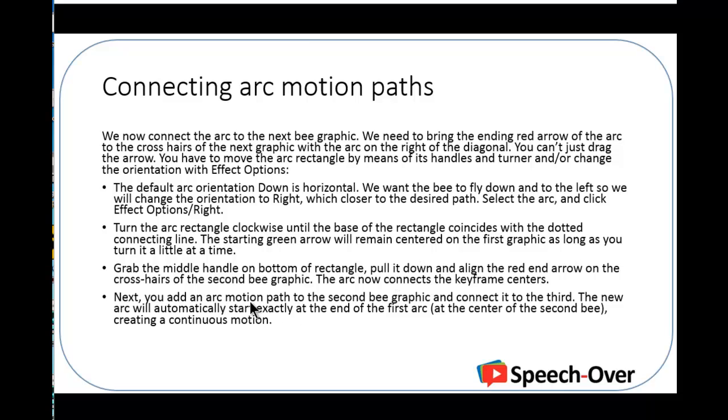The next step will be to add an arc motion to the second B graphic and connect it to the third. The new arc will automatically start exactly at the end of the first arc, creating a continuous motion. The two arc motions will combine together to make a continuous motion. Now I'll show you the demo of how exactly this is done.